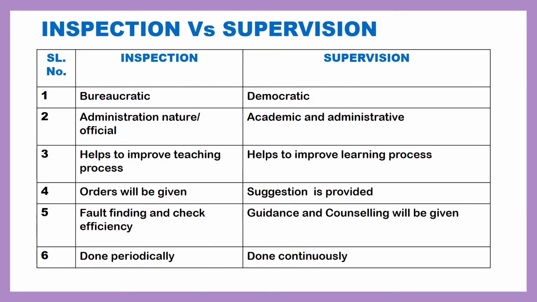Here the difference between inspection and supervision is given. Inspection is bureaucratic, that is, authoritative in nature, whereas supervision is democratic. Inspection is done by an official person, whereas supervision is done for both academic and administrative purposes. Inspection helps to improve the teaching process, whereas supervision helps to improve the teaching learning process. In inspection, orders are given, whereas in supervision, suggestions are provided to individuals. Inspection is fault finding and checking the efficiency of a person's work, whereas in supervision, guidance and counseling are given to the people. Inspection is done periodically, whereas supervision is done continuously.